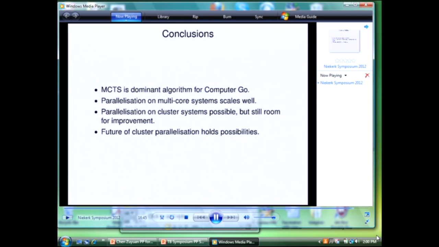In conclusion, MCTS has allowed Computer Go to surpass the classical methods and demonstrated very good scaling on multi-core systems. However, there is still much room for improvement of MCTS parallelization on cluster systems. It remains to be seen if Computer Go will be able to make efficient use of some of the huge processing power we see today in supercomputers. If it can, it could potentially result in a significant jump in strength of the top Computer Go programs.